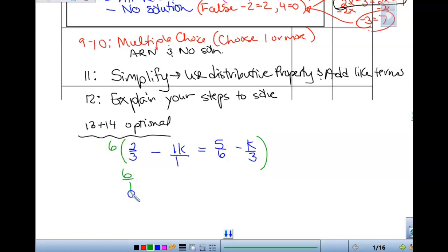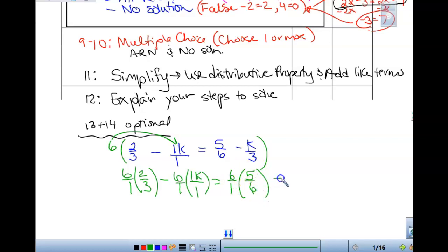I'm going to have 6 over 1 times 2/3, right? Now what? Minus 6 over 1. Now, yep, keep going. Times what? Times 1. Yeah. Does this one really have to be over 1? Maybe not. Channing, keep me going if we're multiplying this. Equals 6 over 1 and 5/6. And then minus 6 over 1 and 0.